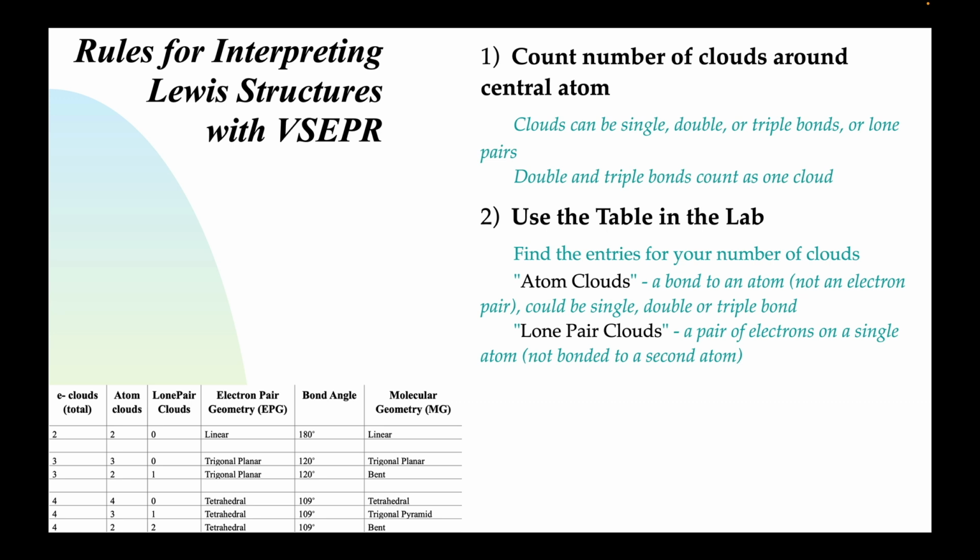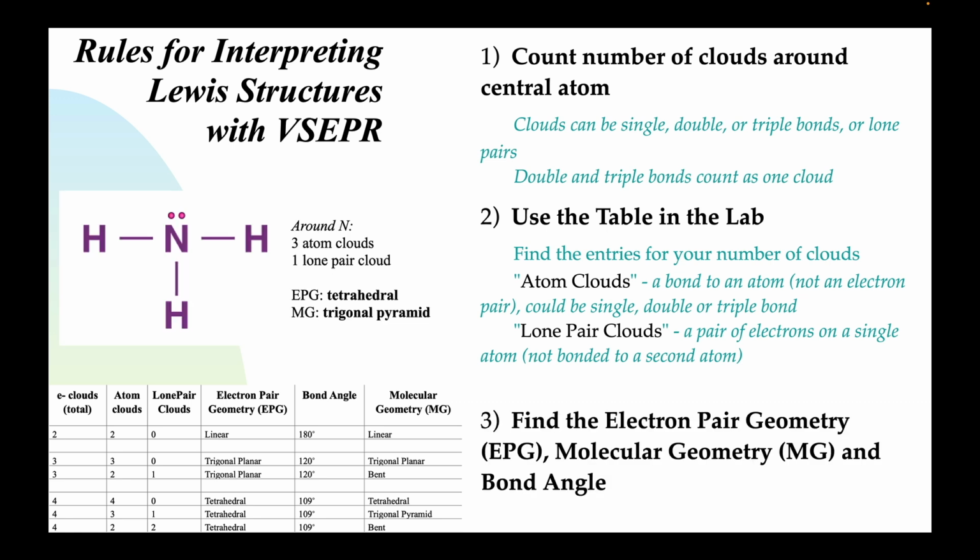You can also find the molecular geometry, MG, which is what the molecule, quote unquote, looks like if the lone pairs are invisible, and this can be helpful to chemists too. In addition, you'll be able to find the bond angles within the molecule, which can be really, really helpful.